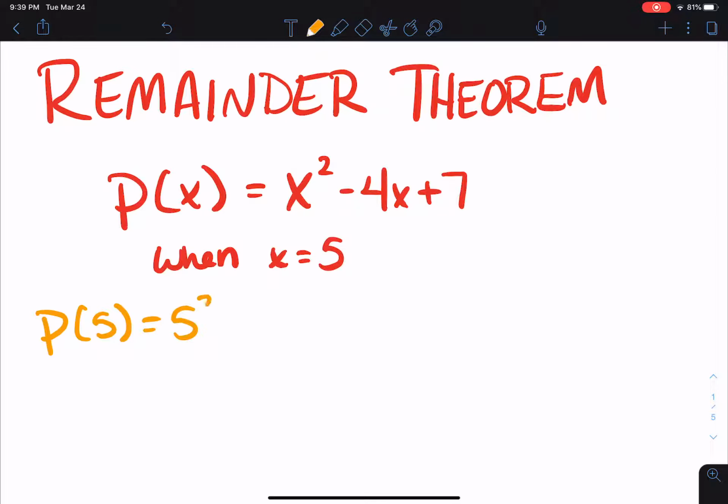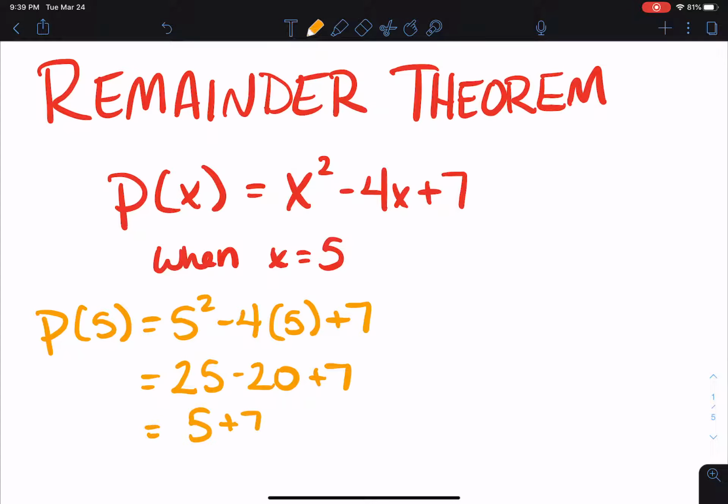And we could solve to find what p of 5 is. It's negative 4 times 5 plus 7. So p of 5 is 25 minus 20 plus 7, and p of 5 is 5 plus 7, which is 12. So p of 5 equals 12. So we can solve it that way.